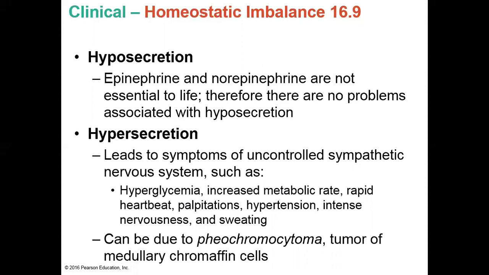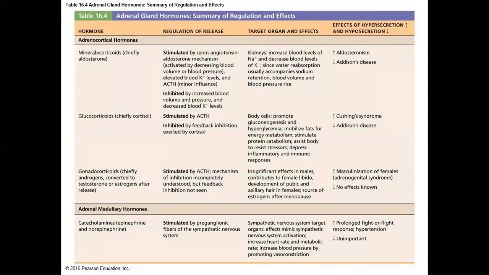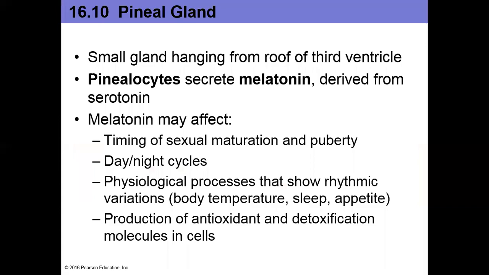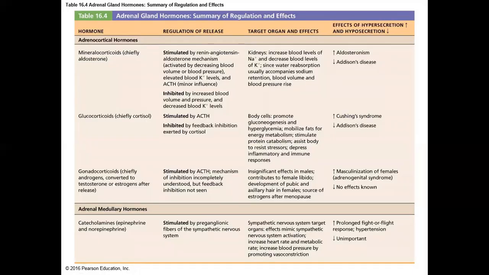Hypersecretion is problematic. Hyposecretion is not, because it's not essential to life. Now here's a list of the adrenal gland hormones, and these are, of course, the ones that are cortex versus medulla, and that matters. So all of the other ones, like the pancreas, where we talk about insulin and glucagon, which is probably coming up soon, it doesn't matter to me which cells produce those.